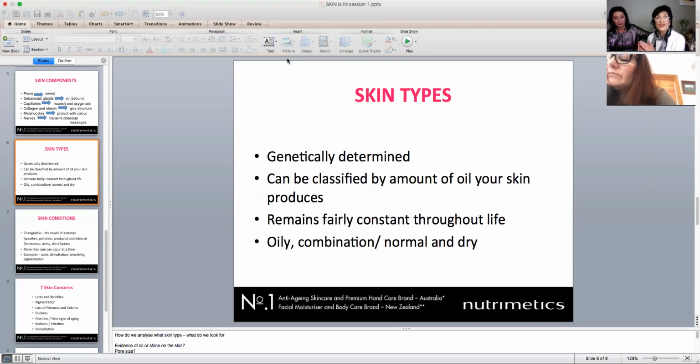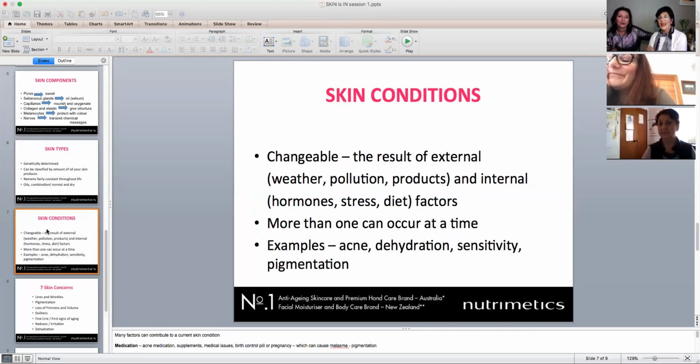This continual stressing of the acid mantle can result in premature aging. And we don't want that. Don't go there. Tone the skin. So let's just talk now about the skin conditions.